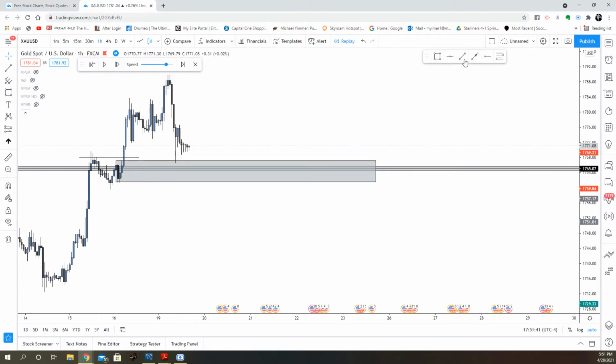Where is it broke, this area of structure, right? It broke this structure with the impulse move, a strong move to the downside. So right now I can tell this structure is already broken. So I'll wait for a retest around this area, a retest. Okay, listen carefully, a retest.